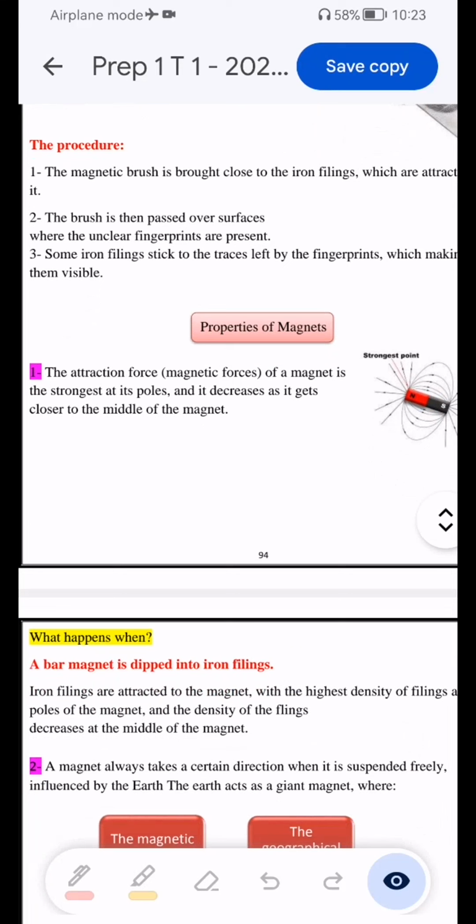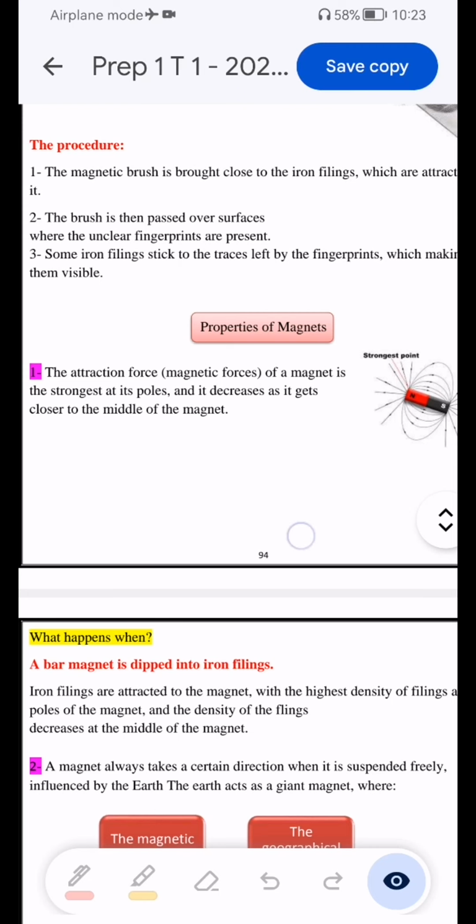That means the attraction force of a magnet is strongest at its poles, and it decreases as it gets closer to the middle. Okay, so the first property of a magnet: the attraction force of a magnet is strongest at the poles and decreases when you get closer to the middle.